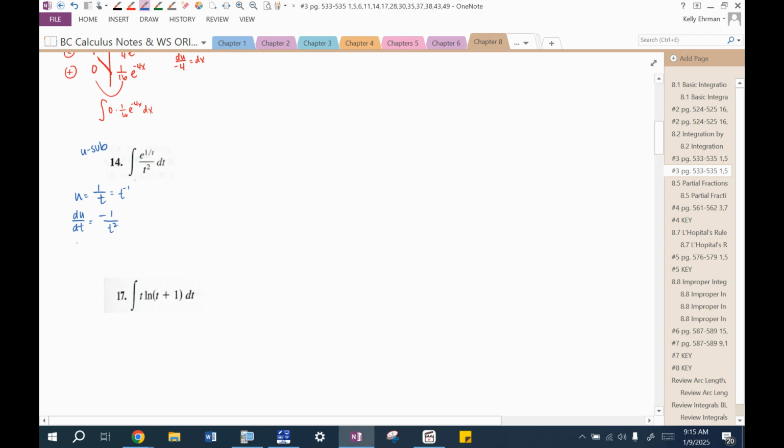It's not integration by parts. Negative t squared times du would equal dt. So instead of dt, we have negative t squared du. So the t squareds will cancel. So you've got negative integral e to the u du. And that's negative e to the u, which is 1 over t, plus c.